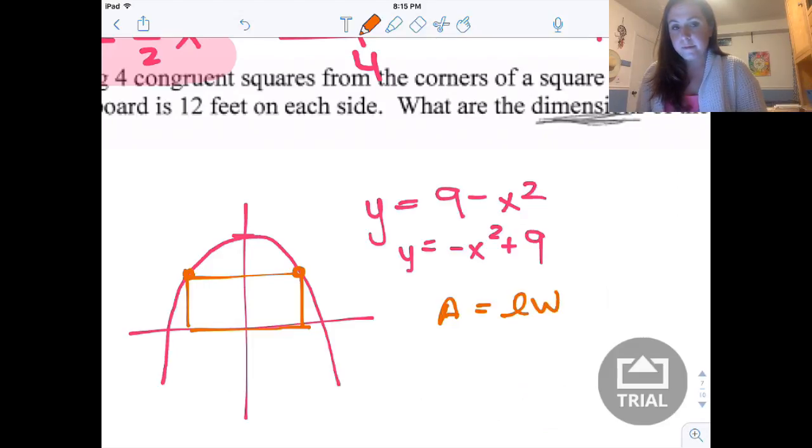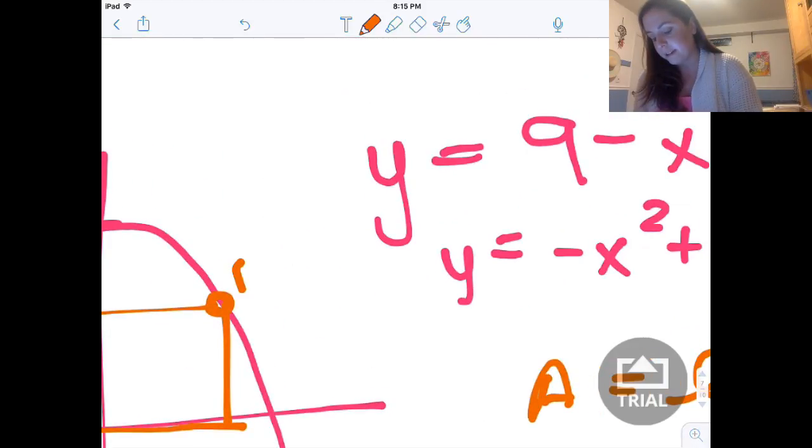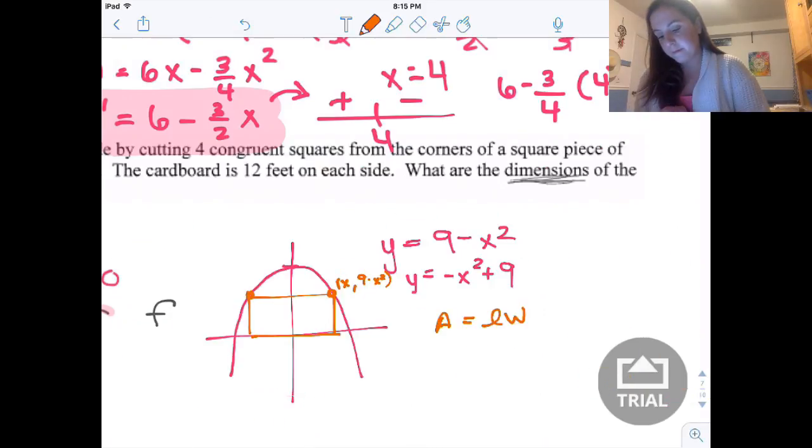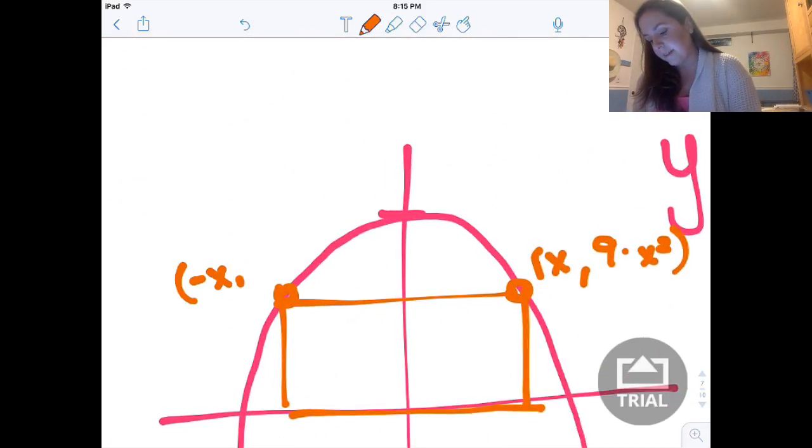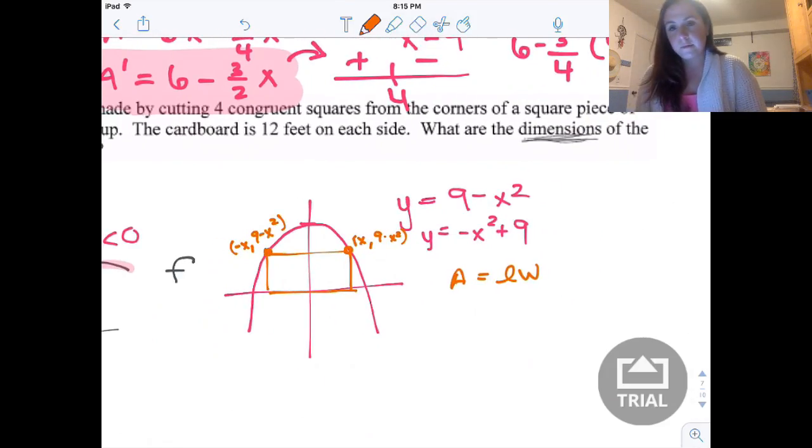So I'm going to relabel these points the way I did before. So instead of xy, I'm going to label it as this, right? X, 9 minus x squared. And this one I'm going to say is negative x, 9 minus x squared. So I know that they're xy, but I'm relabeling them to benefit me.